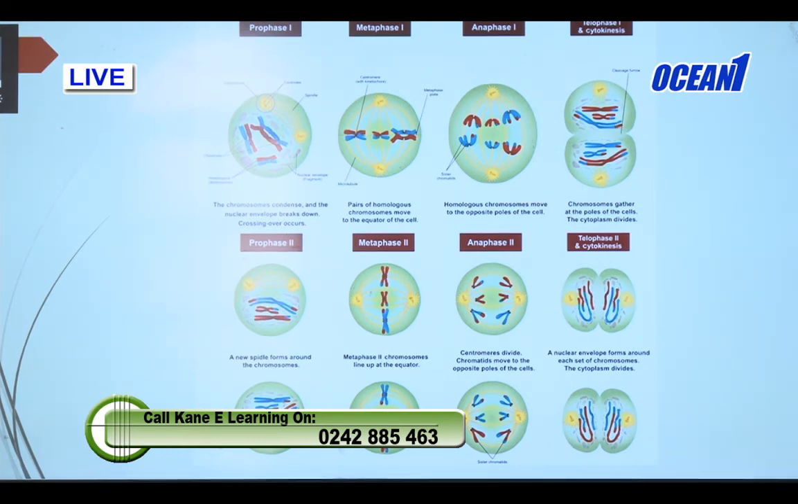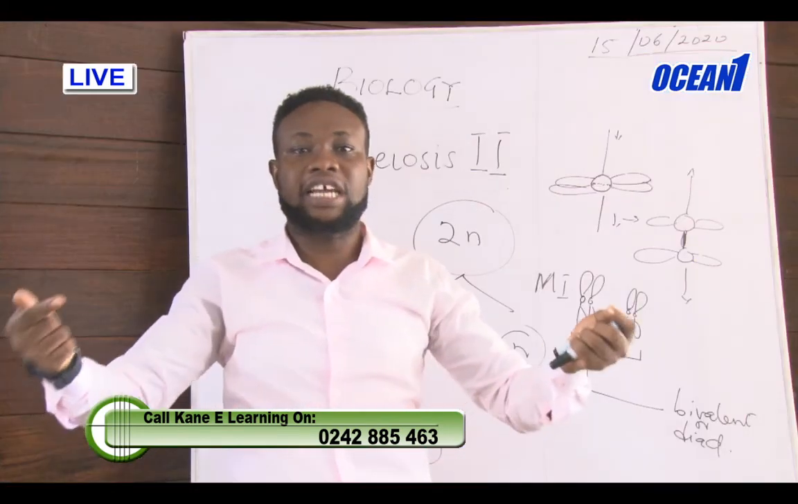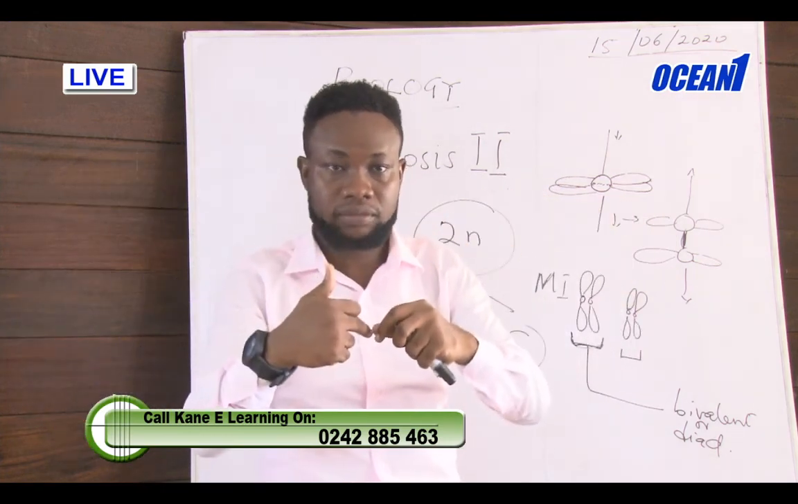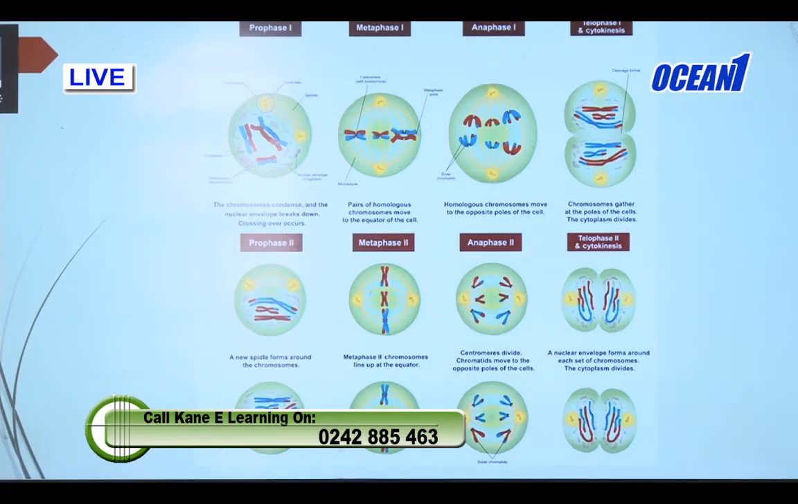Right. Then from there, the cell enters into telophase 2 and cytokinesis. So in telophase 2 and cytokinesis, by then it is assumed that the chromosomes have reached the opposite poles. Then the nuclear membrane begins to reform, right? The chromosomes now begin to decondense, right? Then as that happens, the cytoplasm begins to divide. So then from there we enter into cytokinesis, and that will lead to the formation of different daughter cells.